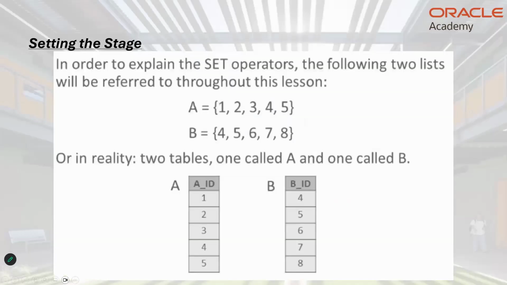All right, so let's set the stage. We're going to look at two basically sample tables. Table A, a list of integers 1 through 5, and table B, another list of integers 4 through 8. So just think of them as table A and table B.